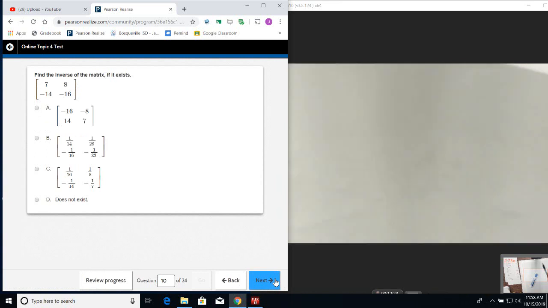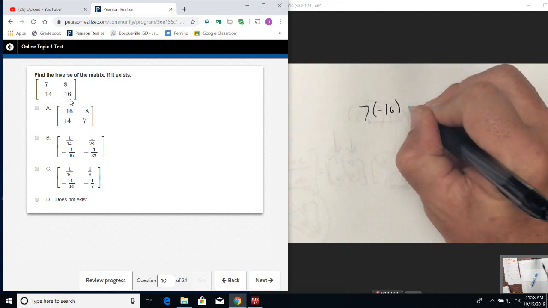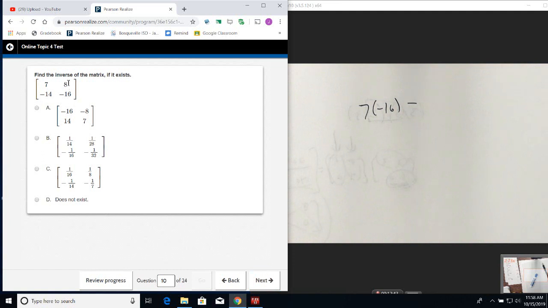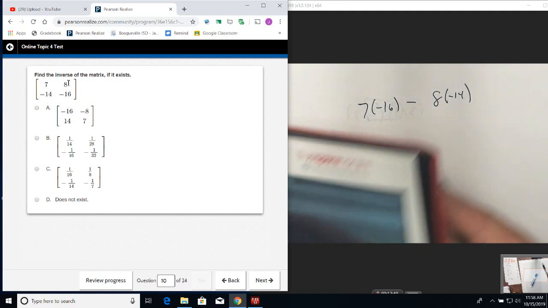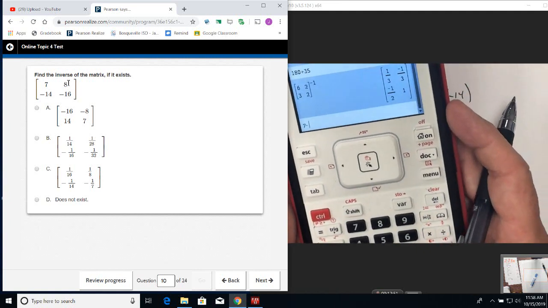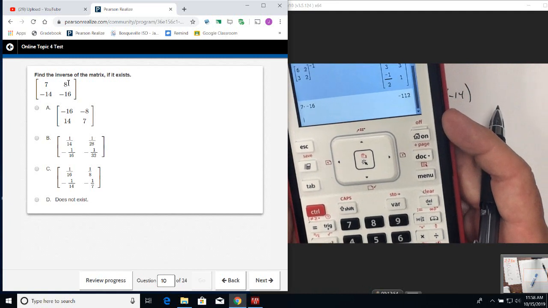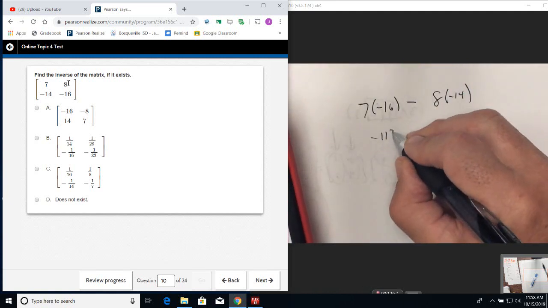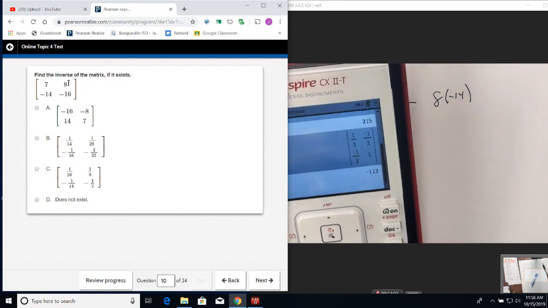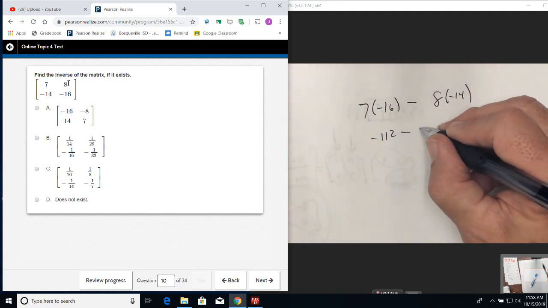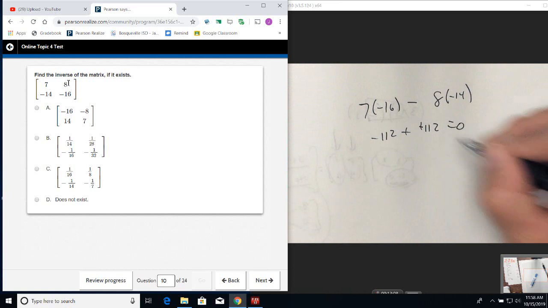Find the inverse of this matrix if it exists. Once again, to do it in pencil and paper, let's find the determinant. So to find the determinant, I take 7 times negative 16, minus the product of the subdiagonal, which is 8 times negative 14. So 7 times negative 16, I don't know what that is off the top of my head. It's negative 112, is that right? Minus 8 times a negative 14 is another negative 112. So you add the opposite, you get 0.